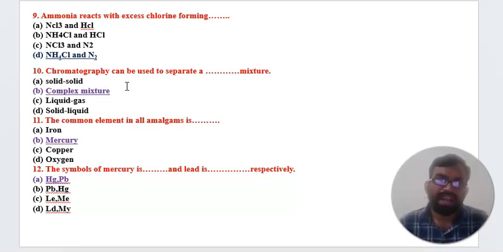Okay. And next is the 11th bit. The common element in all amalgam is. So the common element, 4 options are given. The mercury is the right answer. So mercury is the common element in all amalgams.